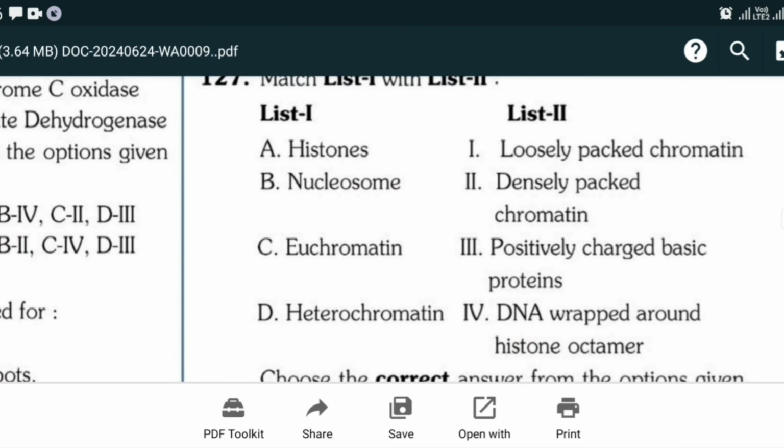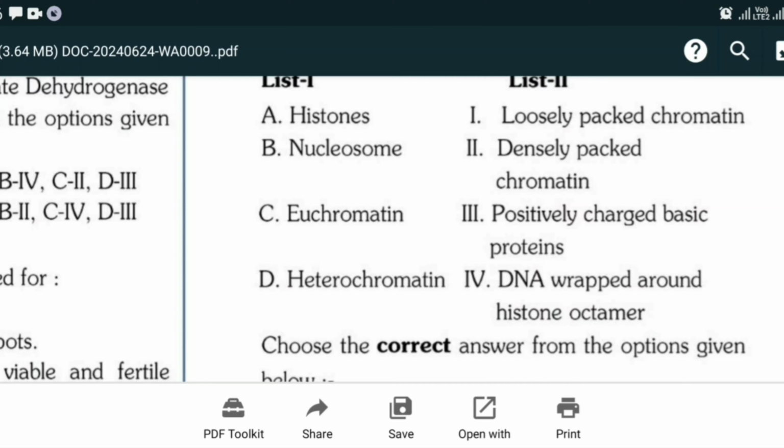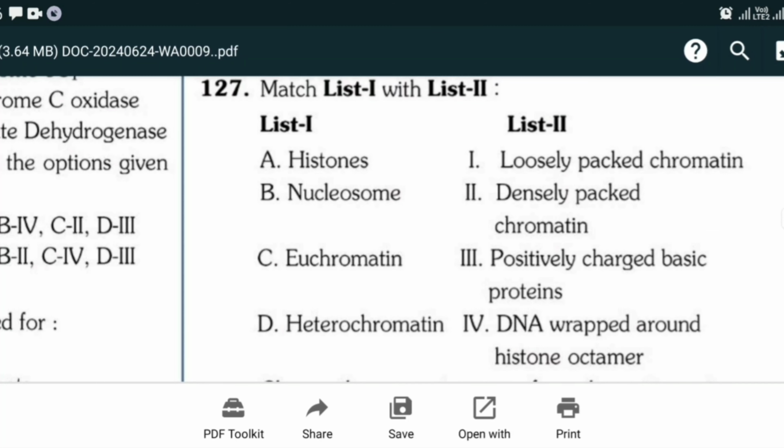Again, match the following question. Histones, this is from molecular basis. Histones are positively charged basic proteins, because they contain the basic amino acids lysine and arginine. So that's why the charge is positive. The nucleosome is a model where DNA is wrapped around a histone octamer. So that combined is known as the nucleosome.